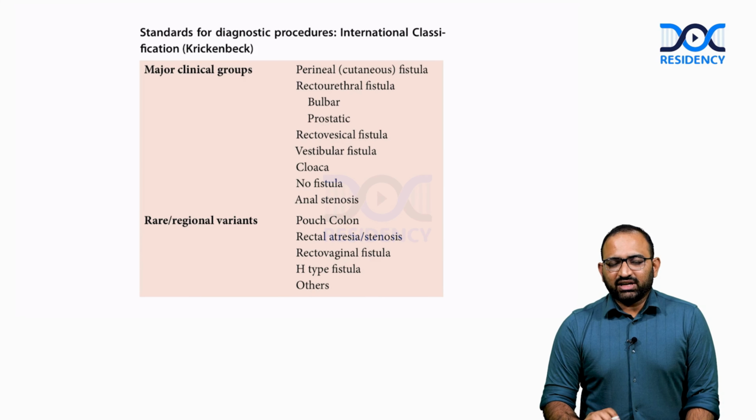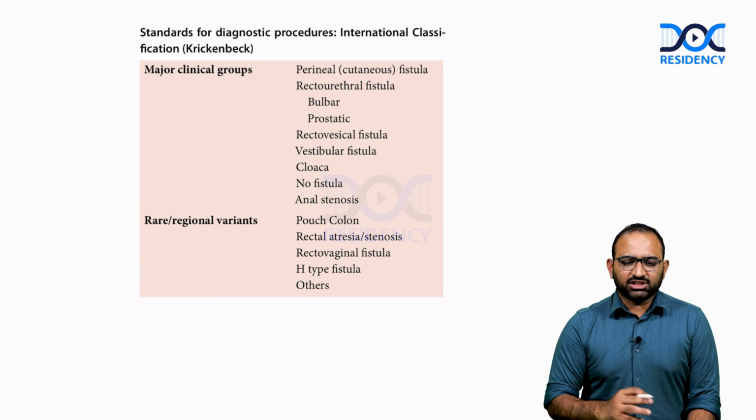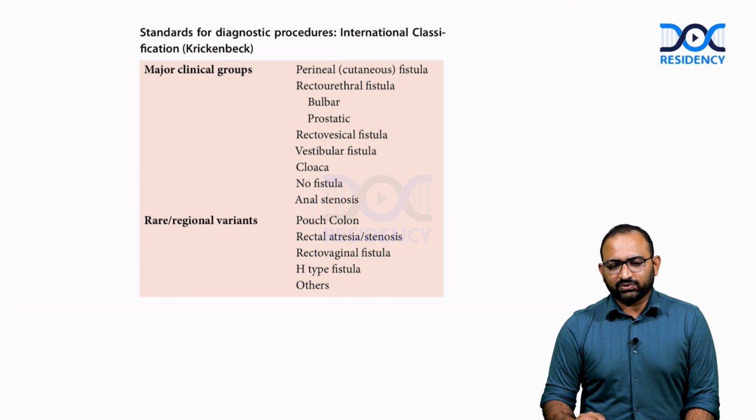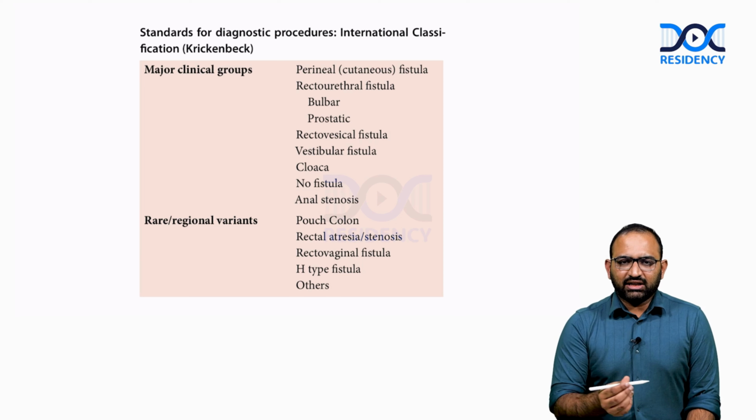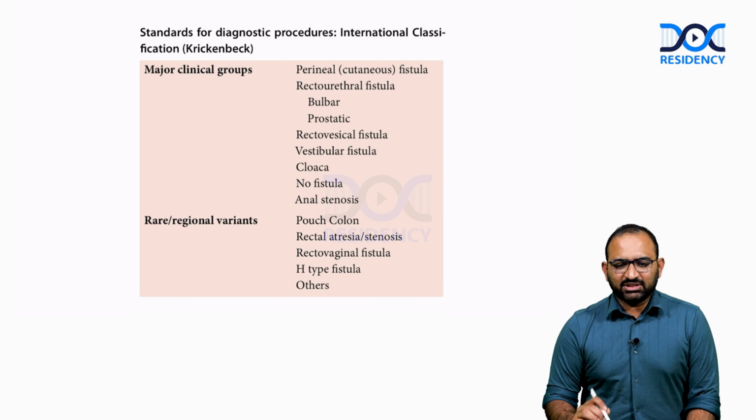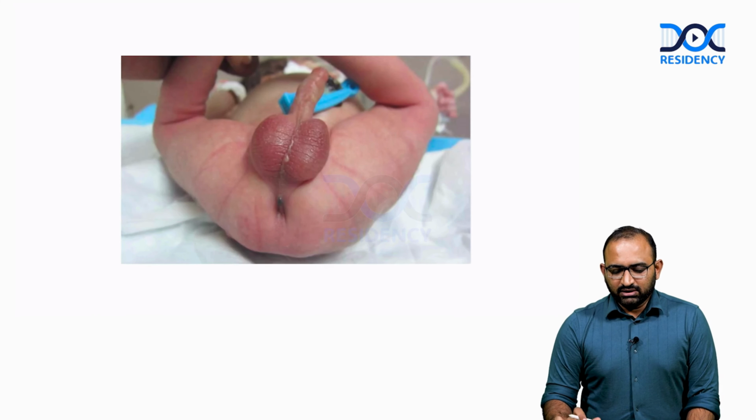Rectovaginal fistula is seen only in females, and the rectum opens directly into the vagina, not into the vestibule. It is a rare variant. It is quite rare. H-type fistula is mostly acquired. There is a fistulous communication between the rectum and the anteriorly placed vagina in females. That is called an H fistula. Right.